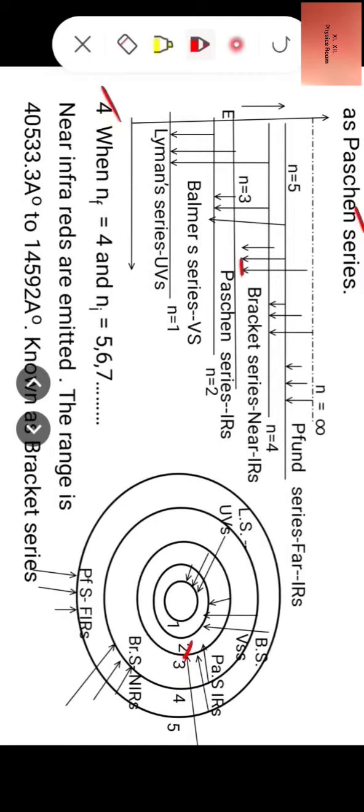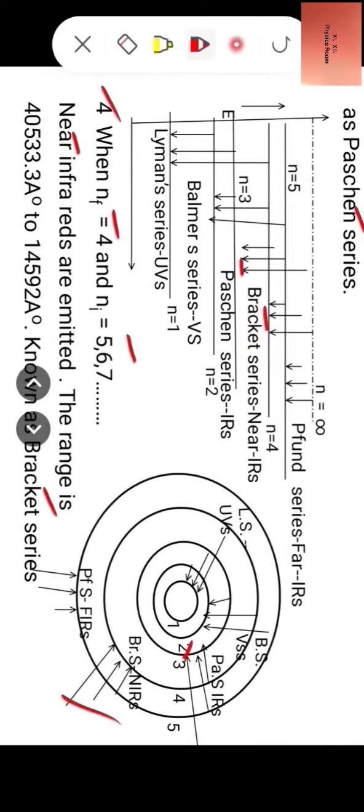Now the fourth case. When nf is equal to 4 and ni is equal to 5, 6, 7 and so on, near infrareds are emitted. The range is 40,533.3 angstrom to 14,592 angstrom and is known as the Brackett series. So here this gives you the Brackett series.